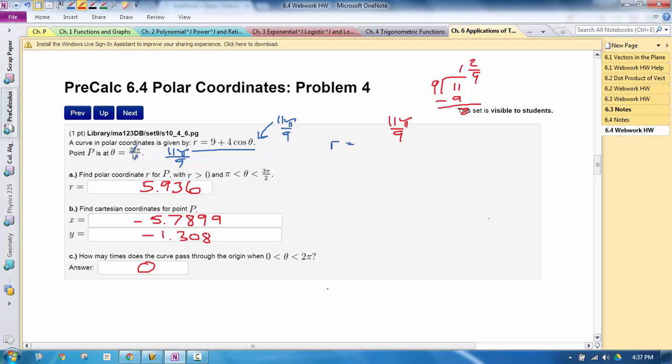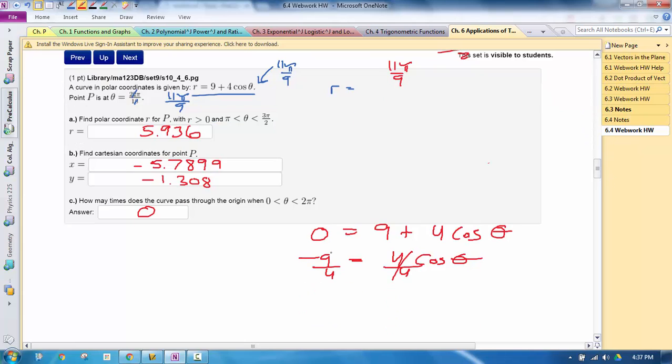So when you plug this in right here, where does r equal 0? You can look for that angle where that happens, but there's no place where that happens because when you subtract 9 and divide both sides by 4, you get a number here that's bigger than 1. It's 2 with a remainder of 1/4, so negative 2 1/4. Cosine never gets that big. Cosine only gets to negative 1 and 1. So unfortunately, there's no angle where I get an r of 0.